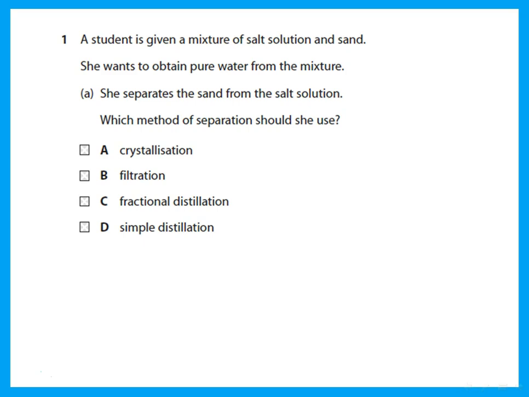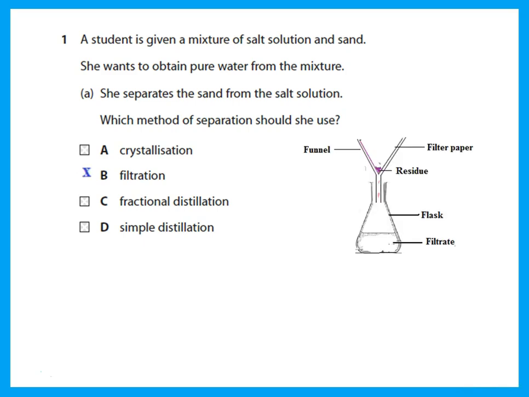So the first question was, a student is given a mixture of salt solution and sand. She wants to obtain pure water from the mixture. So she separates the sand from the salt solution. Which method of separation should she use? Remember, sand is something that does not dissolve. So to separate it from a solution, we use filtration through filter paper and funnel. Of course, the sand will be collected as residue, and then the salt solution will be the filtrate.